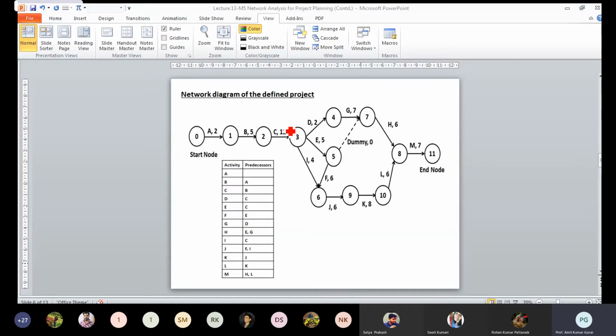So I and F are the predecessors of job G. I and F, two predecessors are there, so accordingly we have drawn it. J is the predecessor of K job. Then K is the predecessor of L. And then H and L are the predecessors of job M. And this is the end of the project. That means this is the end node.